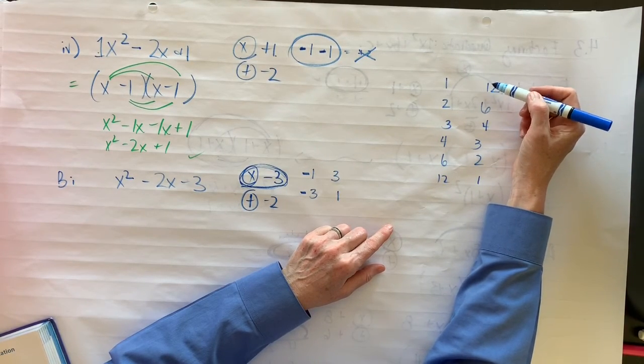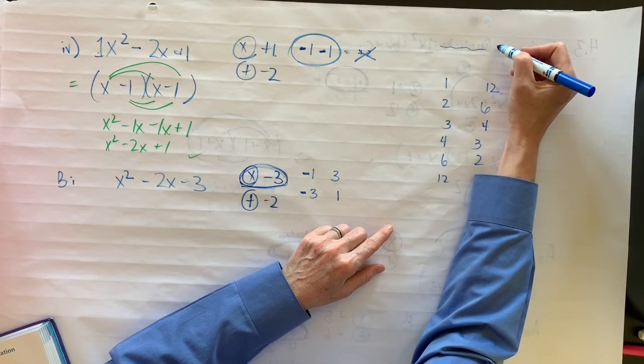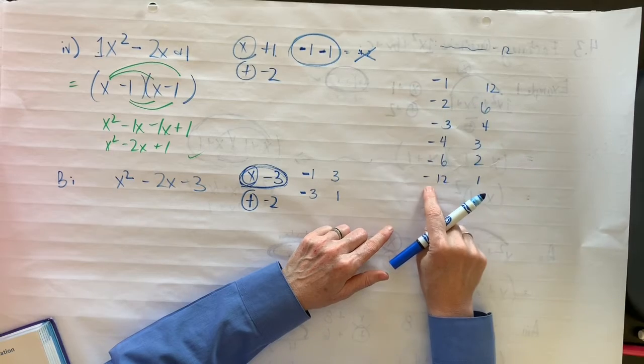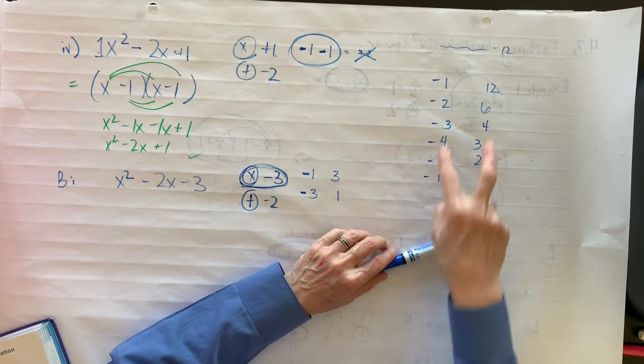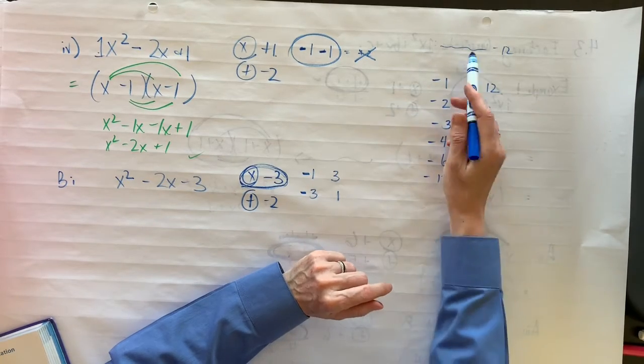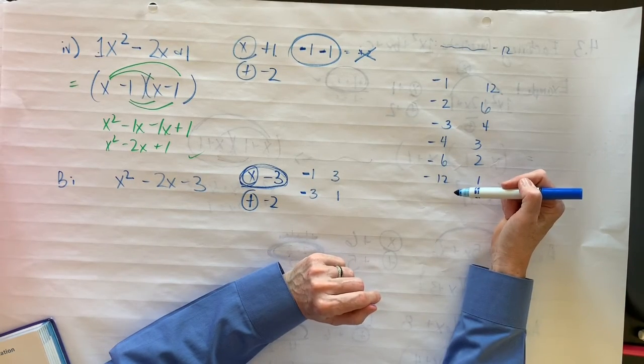If my question had something like blah, blah, blah, minus 12, I would just put negatives all the way down the left-hand column, because I know that now this is negative, negative, negative, negative, negative, and then I can look for the right pair.